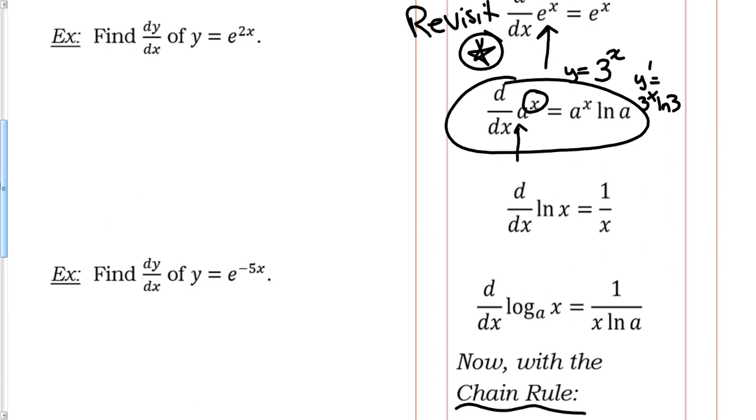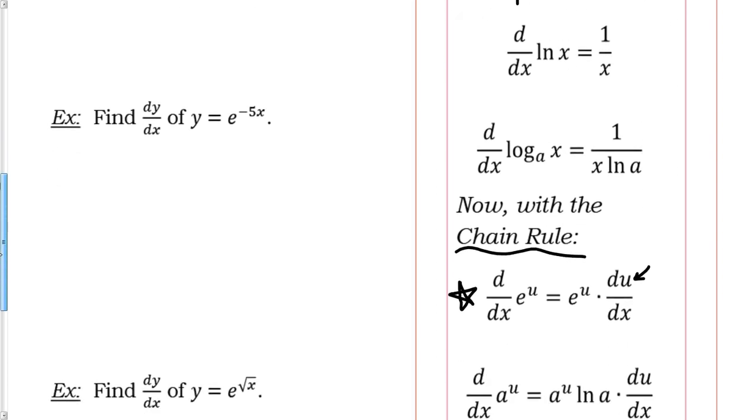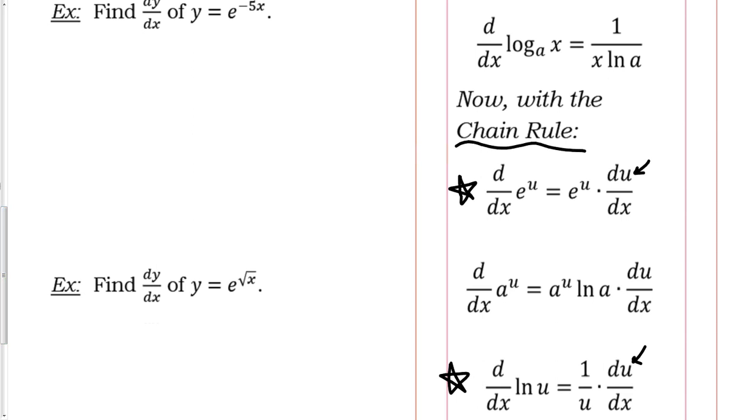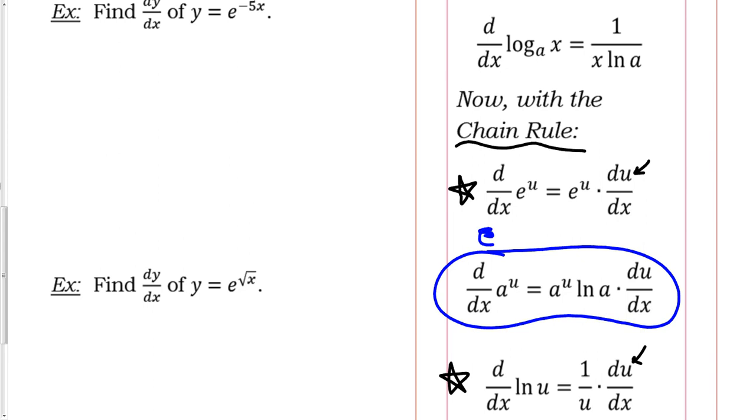Same thing is going to happen, scrolling down again, when we have an a to the u. So that would be like 3 to the 5x. Then that derivative is going to be 3 to the 5x times the natural log of 3, and then times the derivative of the inside, and that inside is 5.